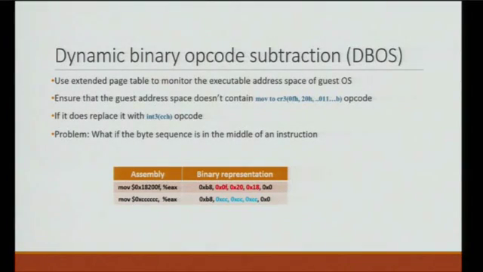There is a problem that this move to CR3 opcode could be a part of the middle of an instruction. For example, if you see the first move instruction, it contains move to CR3 opcode, and if we replace it by int3 instruction, now the instruction gets changed. So there will be no trap inside the host. Instead, the guest behavior will be changed. So to deal with this problem, we identify the correct instruction boundary and patch the instruction from the beginning.